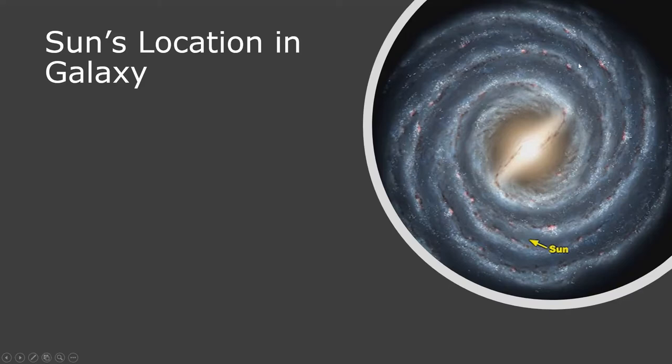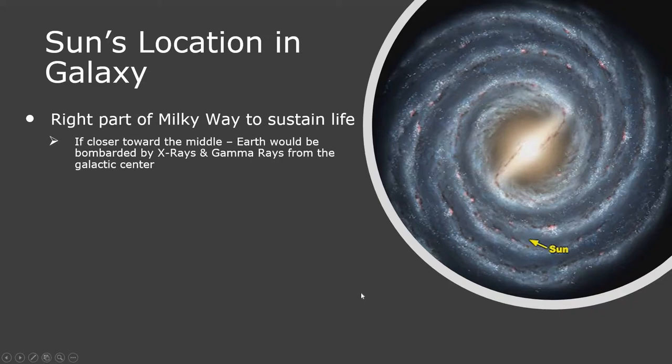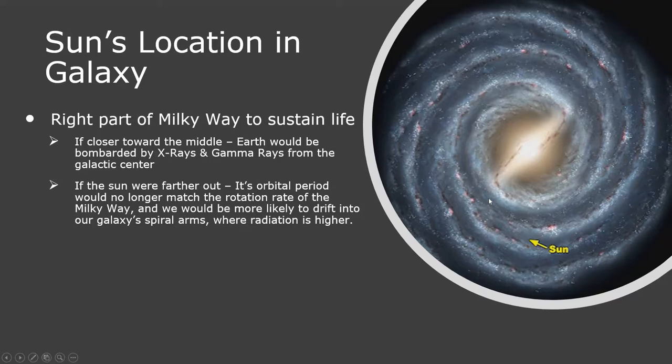It's the right part of the Milky Way to sustain life, because if it moved closer to the middle of the Milky Way galaxy, Earth would be bombarded by X-rays and gamma rays from the center of the galaxy. If the sun were further out, its orbital period would no longer match the rotation rate of the Milky Way galaxy, and we'd be more likely to drift into our galaxy's spiral arms where radiation is higher.